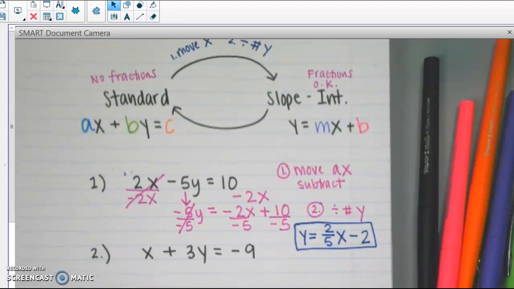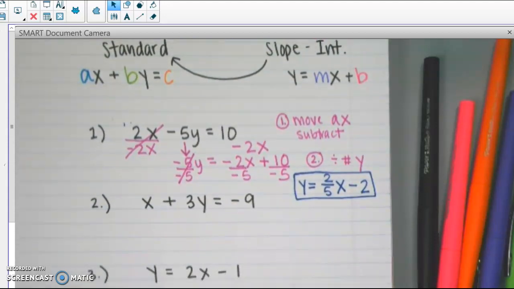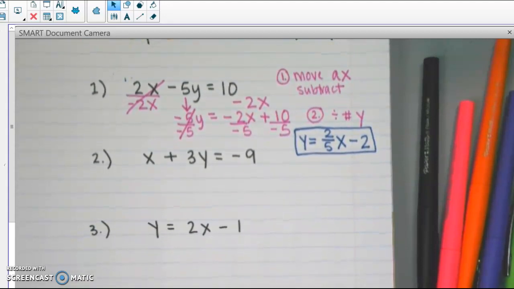All right, so why don't you try number 2? Pause the video, see if you can work out number 2. We're going to follow the same steps. So this is in standard form.